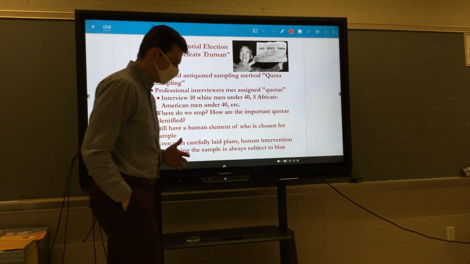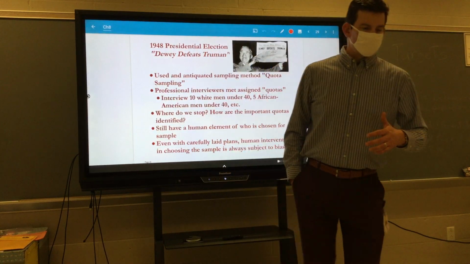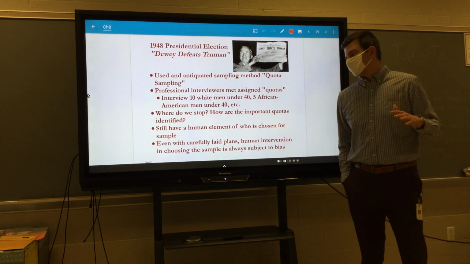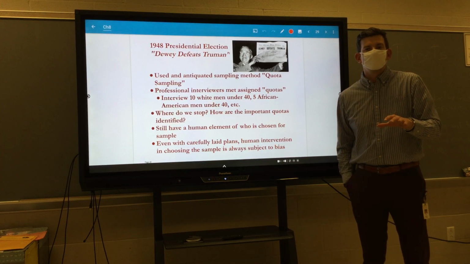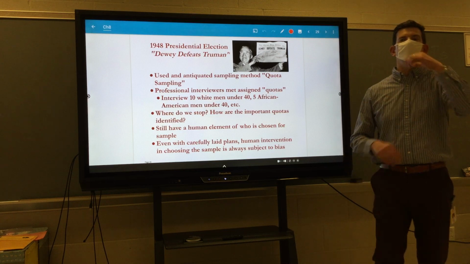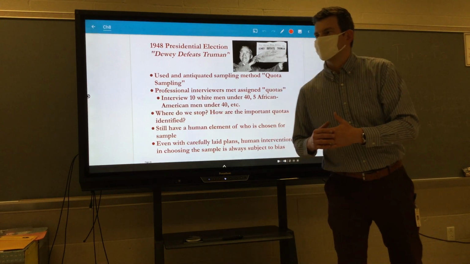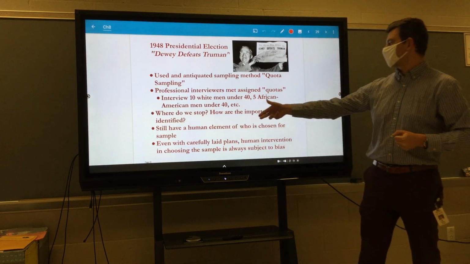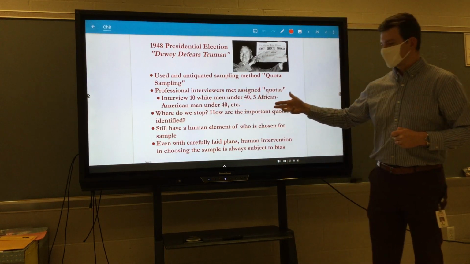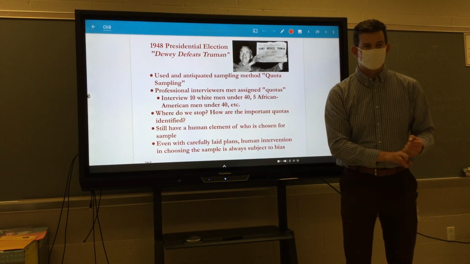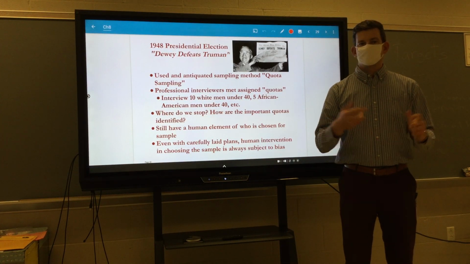But the problem here is, where do you stop? Okay, what are the important quotas to identify for a survey like this? Okay, you can overanalyze many different things and divide them into certain categories. Like here we're talking about age and race, community, socioeconomic status, level of education.